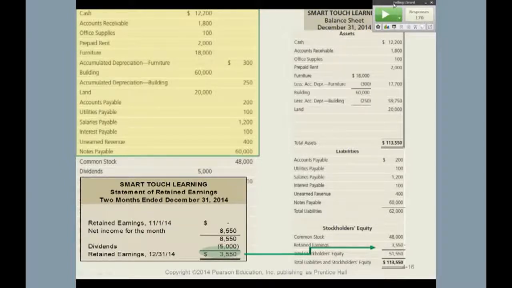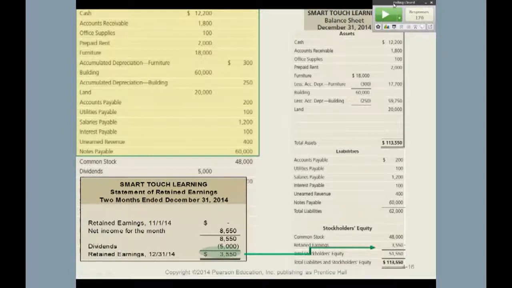Now, this is what you would consider to be an unclassified balance sheet, and it is what we would look at as a report form. It's a report form where the assets are stacked above the liabilities and the stockholders' equity. So this is going to be a report form, but it's unclassified.